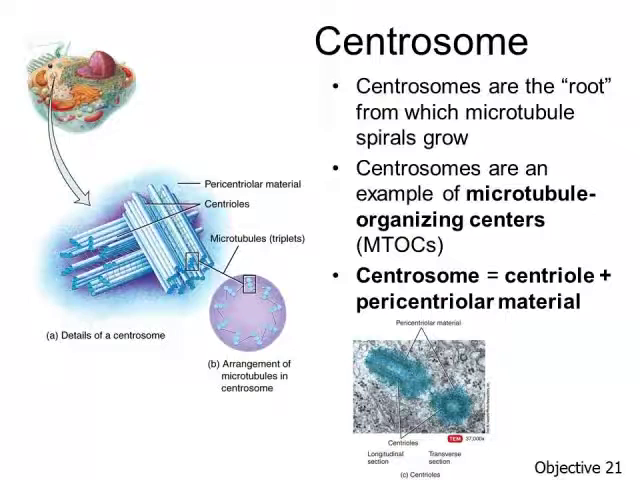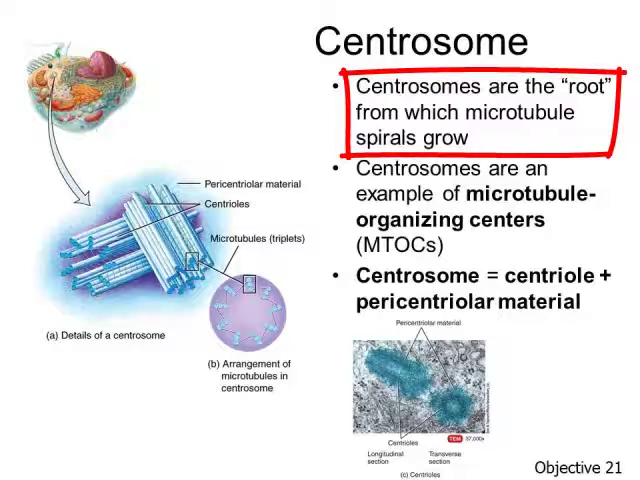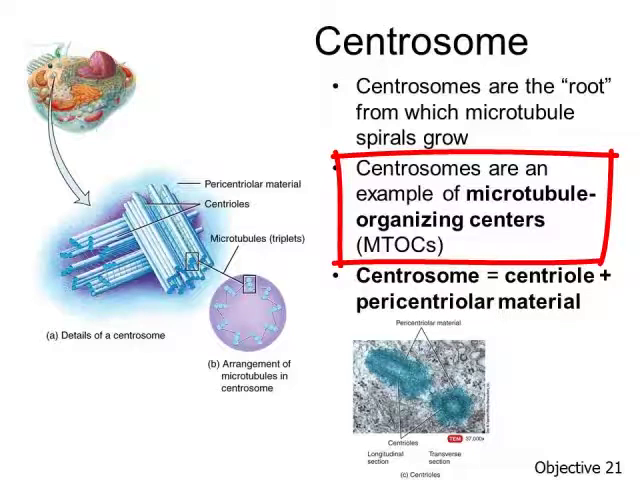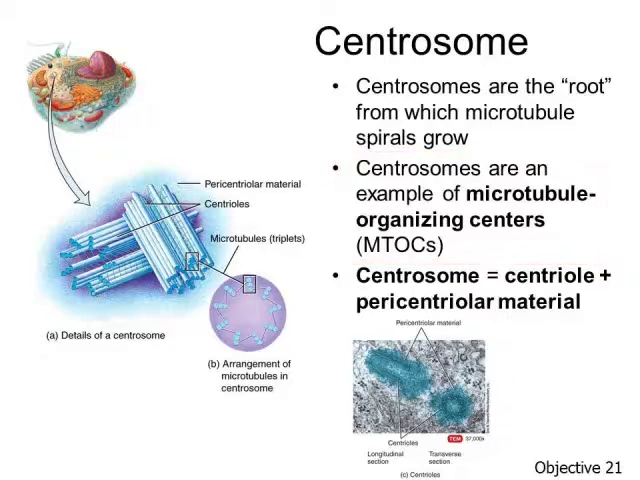We want to look at a special organelle that's associated with microtubules, and that's the root of the microtubules, the place where they grow from, and these are called centrosomes. And a centrosome is an example of what we would now call a microtubule organizing center, or an MTOC, not to be confused with the MTC in Provo. That's a completely different deal. But these are microtubule organizing centers, or MTOCs. And they're the roots that the microtubules grow out of.